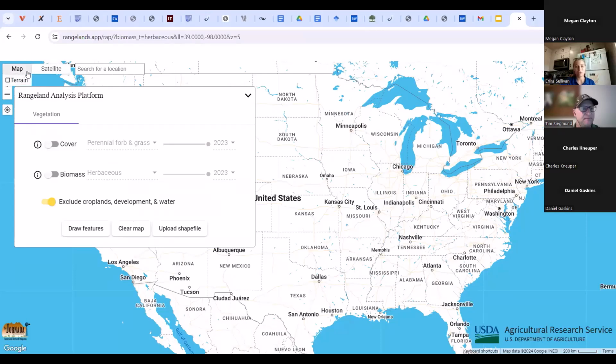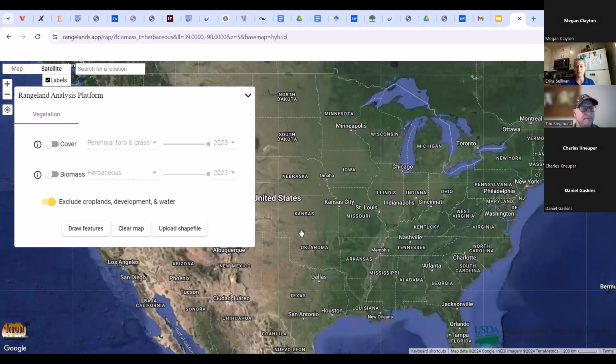If I can direct your attention to the upper left corner here, as you can see, it's looking pretty blank right now. So if we want to add a little bit of topography, some more features, we can put it into satellite mode. Now, there we go. Next, we're going to have to look up a location. If you happen to have a shapefile of your ranch, you can also upload that into the Rangeland Analysis Platform itself, and the map will automatically direct you towards where that pasture is.